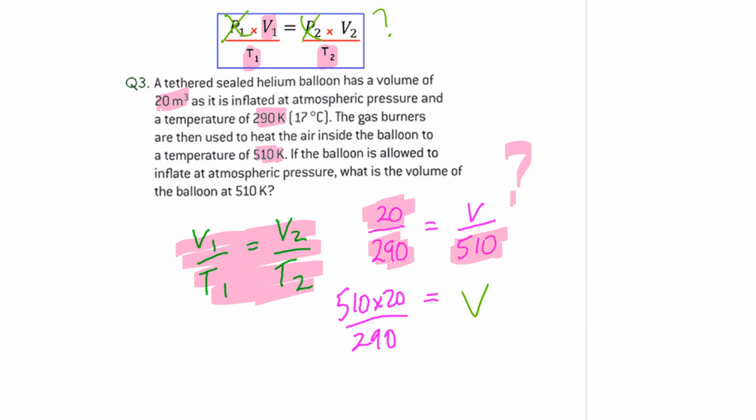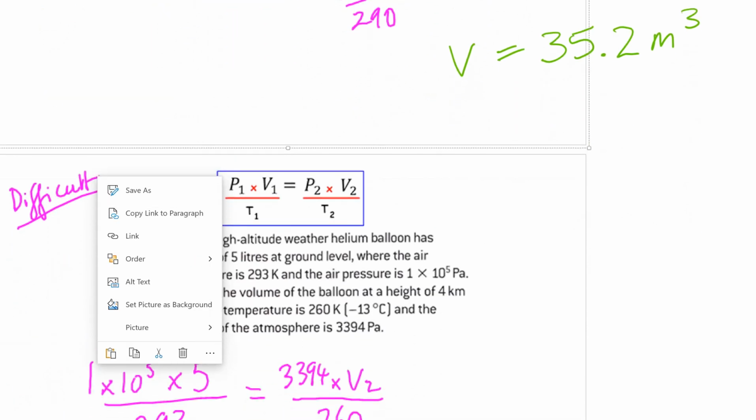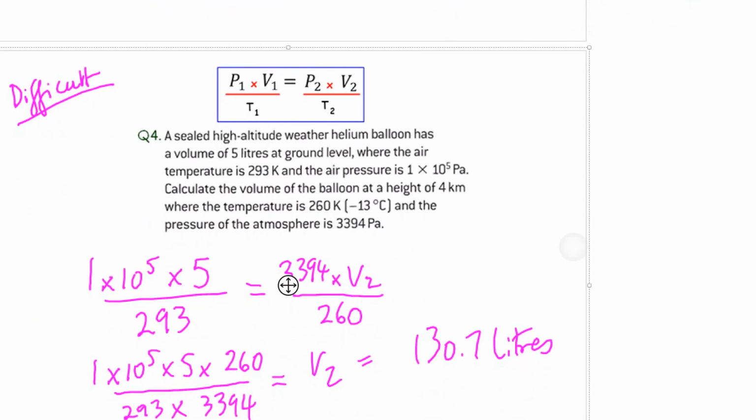And the volume equals, it's increased because the temperature has increased, to over 35.2, and the units, be careful, metres cubed. Okay, got to be careful with these questions. Remember to write the question down. Let's move on to the last one.